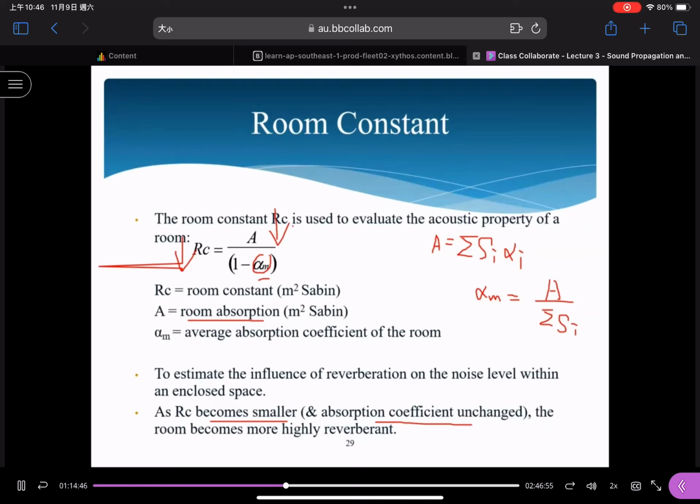You may challenge the last statement. If we decrease the value of A, actually we also affect the value of alpha m. But here I just want to keep one of the parameters as a constant value.